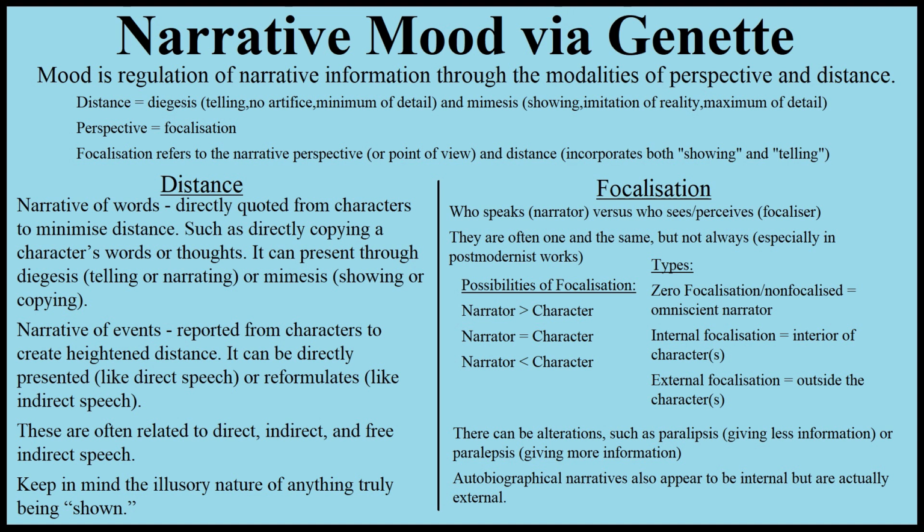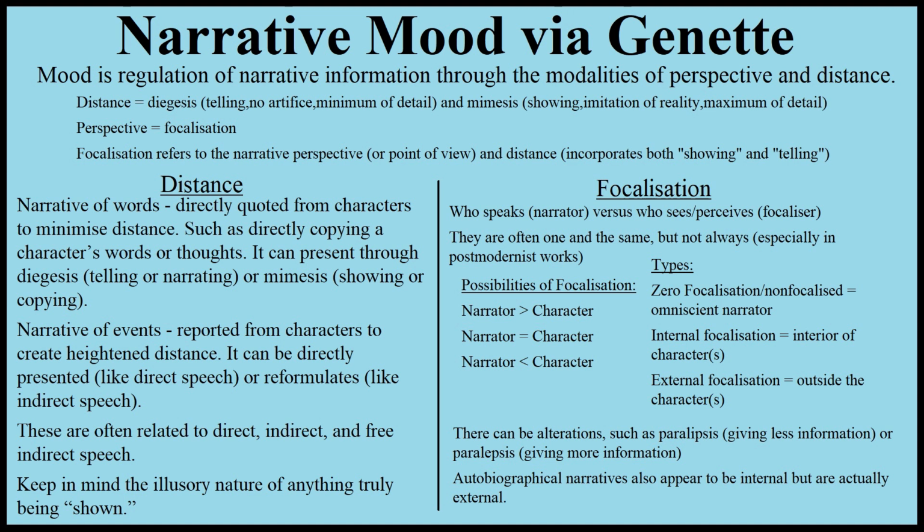Okay, so this is where you get into the different types of focalization, where you get zero focalization, or non-focalized, which is the omniscient narrator, right? They know everything. And internal focalization is basically internal to the characters, like they can see inside their heads and stuff like that. External focalization, they're outside the characters. You could sort of see this as first person and third person, but also not necessarily, because you could still have an internal third person or an internal first person. But basically, think of it like that, right?